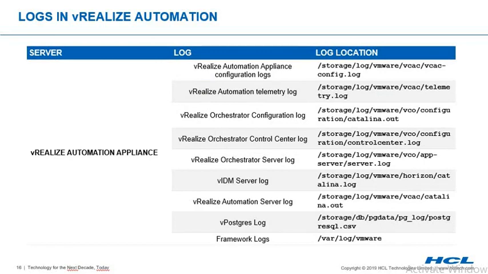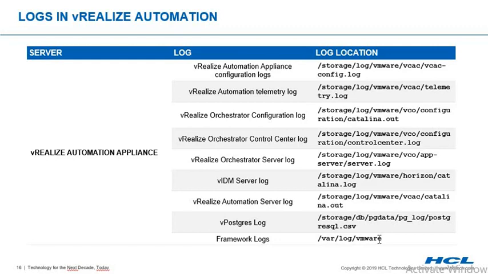In vRA logs, the first thing we should be focusing on is the framework logs. The framework logs is basically a parent folder where all the logs of vRA are present. The location of the framework log is given here, the vRA log VMware.